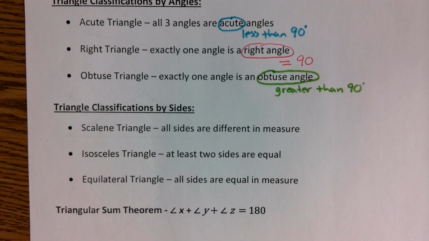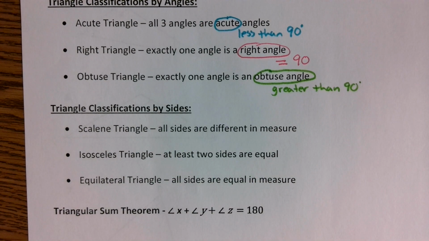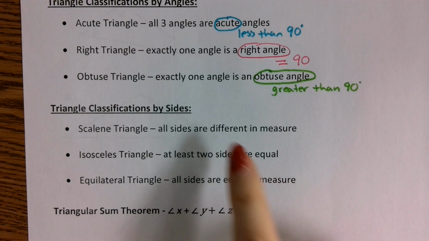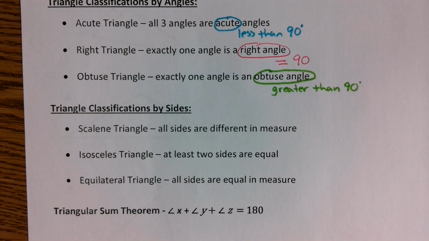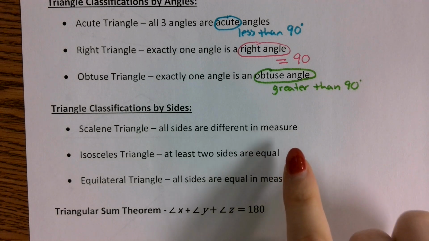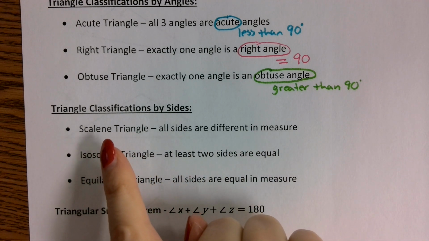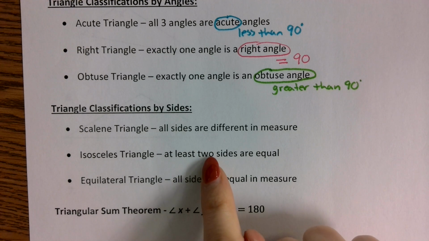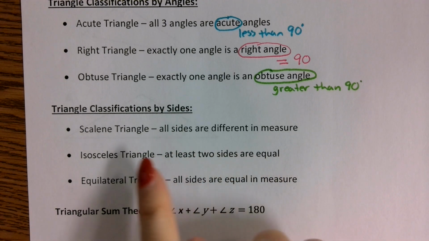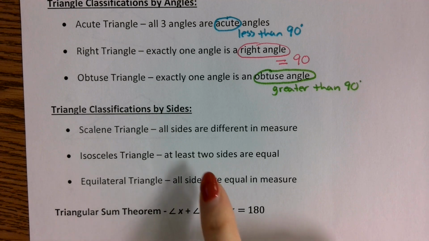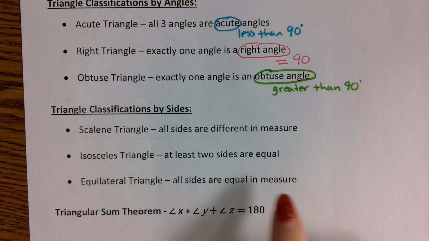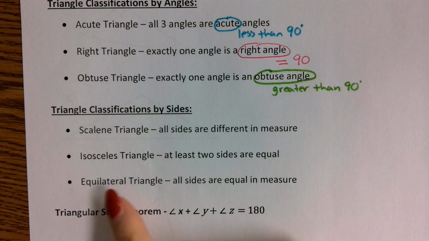Okay, then we've got our sides classification. You can classify a triangle based off of the sides that it has. If a triangle has absolutely no sides being the same, if all three sides are different measurements, then we call it scalene. If at least two of the sides are equal, we call it isosceles. And if all the sides are exactly the same, that's called equilateral. So think equal, equilateral. All three would be the same.